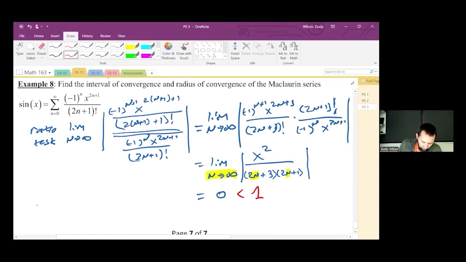So this tells us that our interval of convergence is from negative infinity to infinity. That's all real numbers. You don't have to check the endpoints. There is no infinity to substitute in. And in this case, the radius of convergence would be r equal to half of infinity, which is itself infinity.